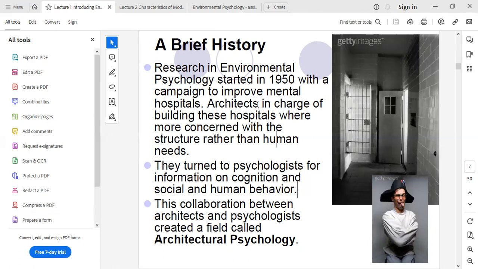So a brief history, going backwards, looking at the research which started from 1950 with a campaign to improve our mental health hospitals or institutions. From a psychiatric perspective, we call them hospitals. From a psychological perspective, we call them institutions.